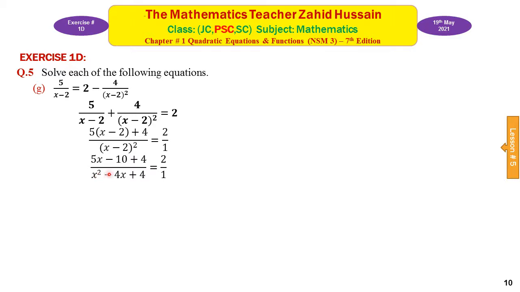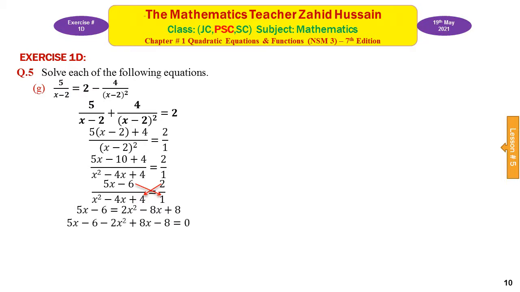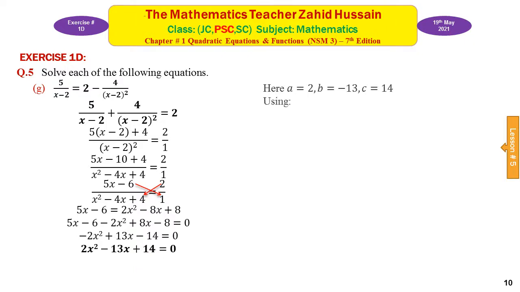So it will give you x square minus 4x plus 4. Further simplifying, in the numerator we get 5x minus 6, and in the denominator same expression, x square minus 4x plus 4 equal to 2 over 1. Now cross multiply and simplify to get the equation, which is 2x square minus 13x plus 14 equal to 0. Factorize if you can factorize. If not, go for quadratic formula. So a is 2, b is minus 13, c is 14.